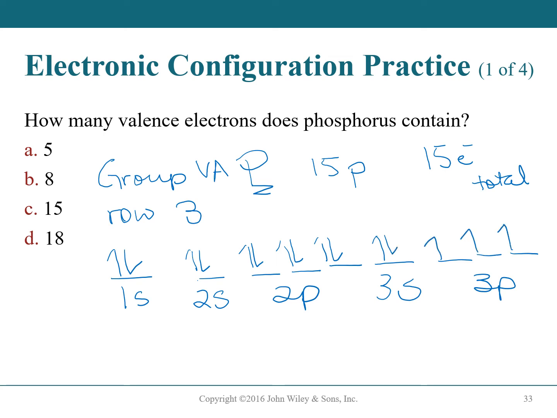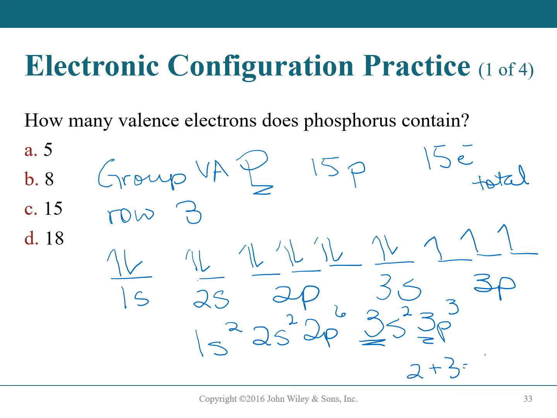14, 15. So when we write our electron configuration: 1s2, 2s2, 2p6, 3s2, 3p3. The highest principal quantum number is 3. And the total number of electrons then is the 2 plus 3. So I have 5 valence electrons right here. Now notice I'm in group 5A.